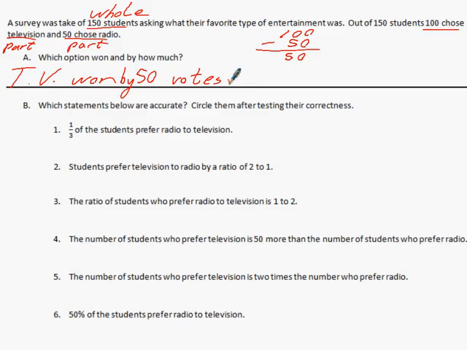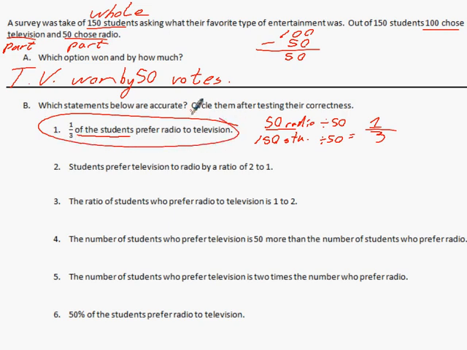So, each statement may or may not be correct, so let's try and write them given the information and given what it's asking for. Number 1, 1/3 of the students prefer radio to television. Of the students means it is part to whole. So our fraction is over 150 students. Prefer radio to television. Radio goes on top. 50 radio, 150 students. Divide top and bottom by 50. We get 1/3, which is right here. 1/3, therefore it's correct.